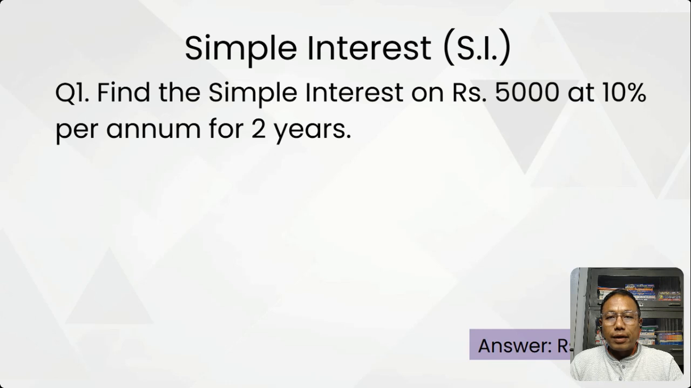Let's solve this example. Can you all see my screen? Find the simple interest on Rs 5,000. This is the principal, at 10% per annum for 2 years. How to calculate 10% and 1%?